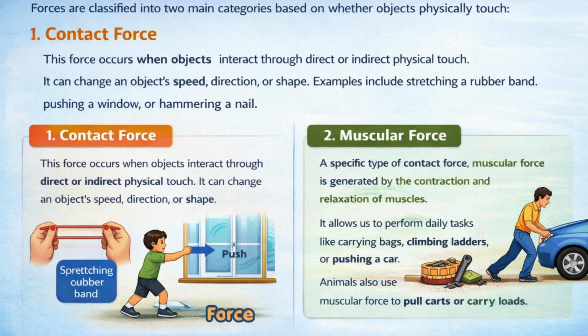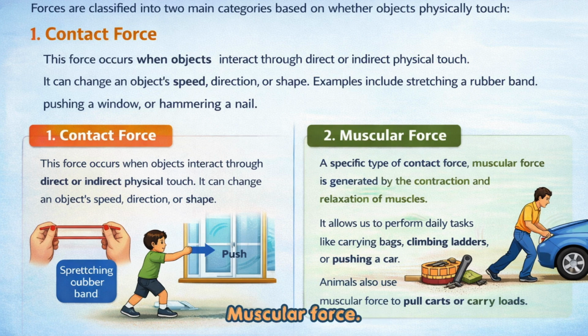Types of forces. Forces are classified into two main categories based on whether objects physically touch. Contact force. This force occurs when objects interact through direct or indirect physical touch. It can change an object's speed, direction, or shape. Examples include stretching a rubber band, pushing a window, or hammering a nail.